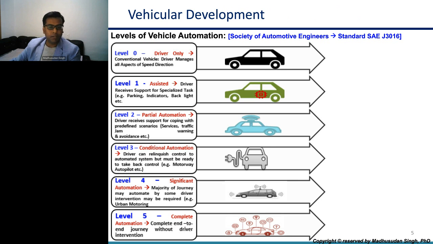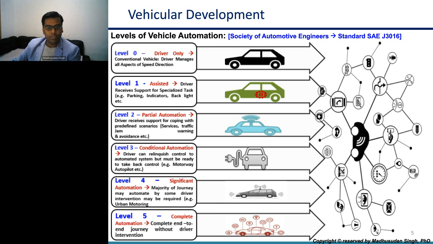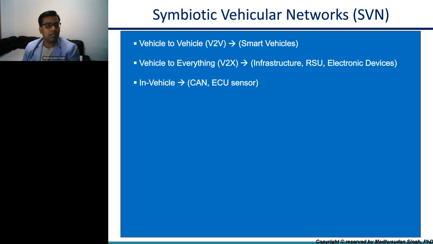So this is a level 5 vehicle. Everything is connected through Wi-Fi in the cyber world, which is what vehicle development is aiming for. In a symbiotic network, as we discussed, the vehicle has V2V communication, V2X communication, and in-vehicle communication, which are already working nowadays.